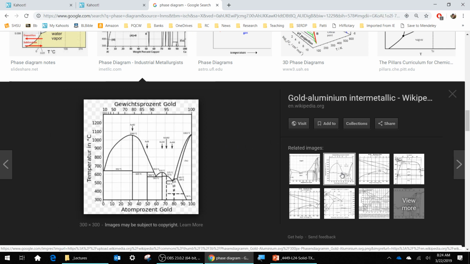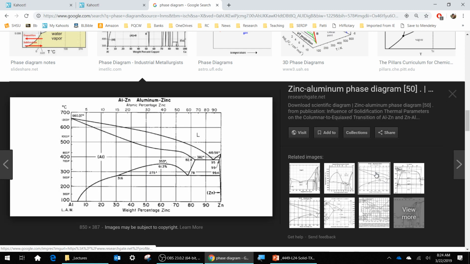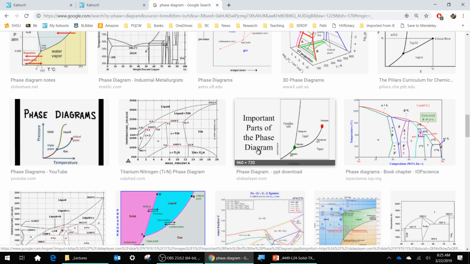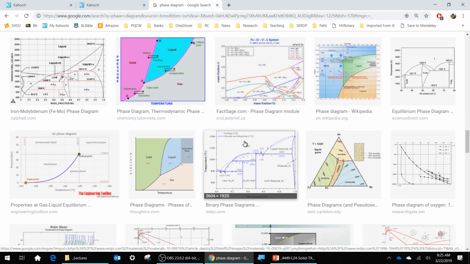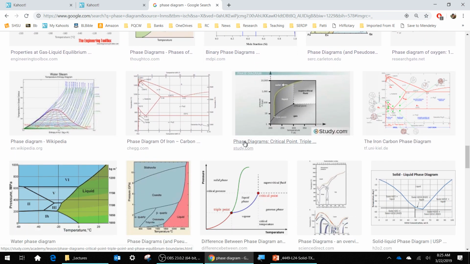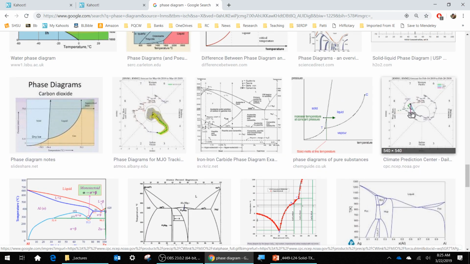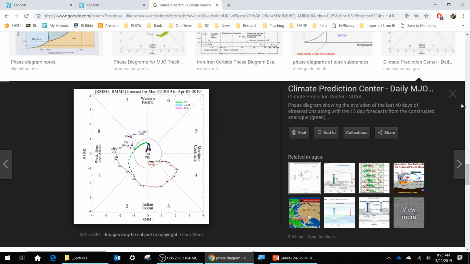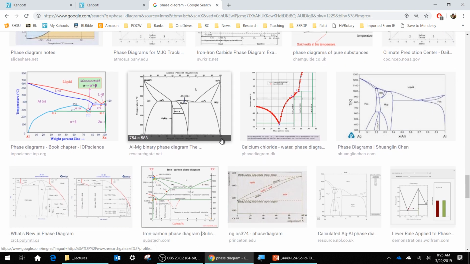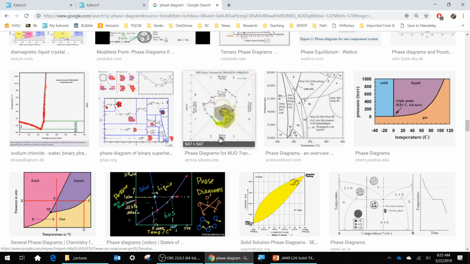Kind of looks like a building. Yeah. This is gold. Gewichtprozent gold. I don't know what that is. I don't speak German. Aluminum and zinc. That's awesome. Yeah, I'm not seeing very many liquid ones, like the nicotine one. Okay, this is a weird one. Oh, that's climate prediction. What is it? No, not wrong class. Let's see.